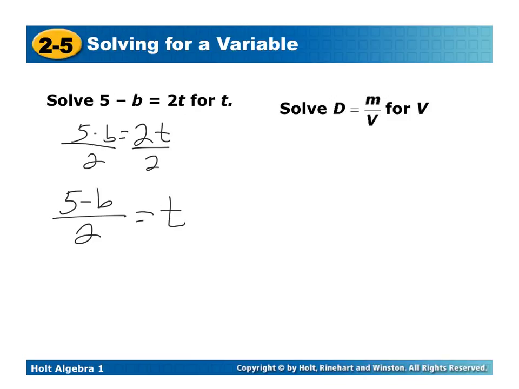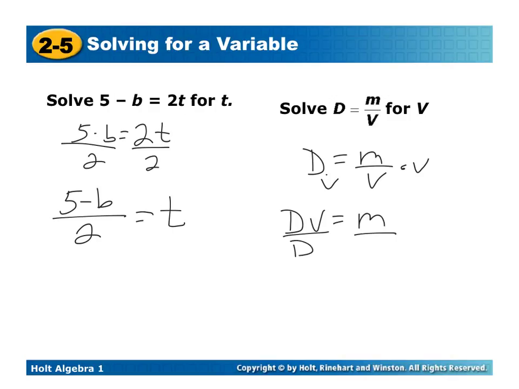Here we're solving for v. This one's going to be a little bit different. So if we have m over v, first thing I'm going to do is multiply both sides by v so I get it out of the denominator. So now I have dv equals m. And because I'm solving for v, I'm going to divide by d. So v is actually equal to m over d.